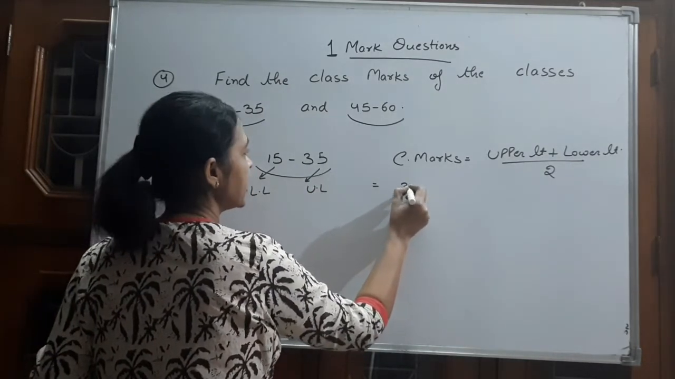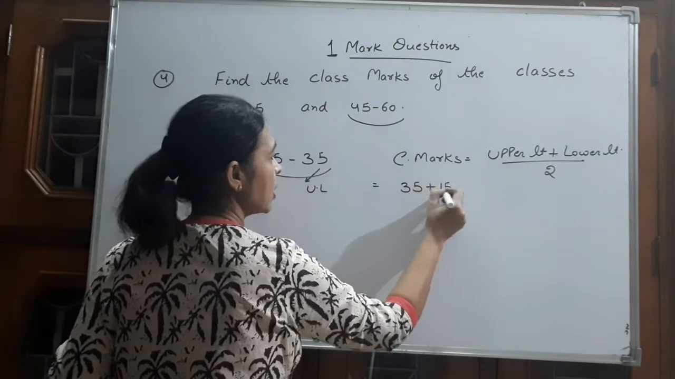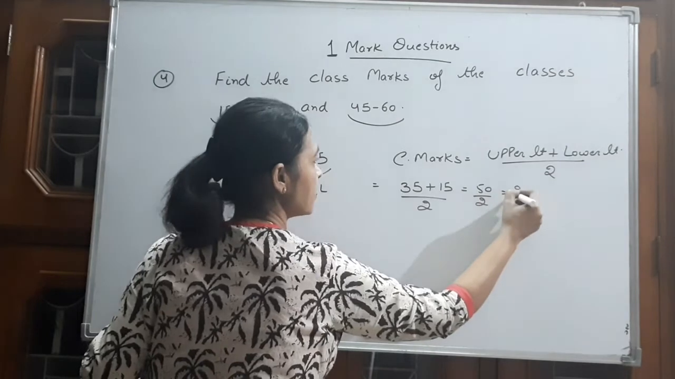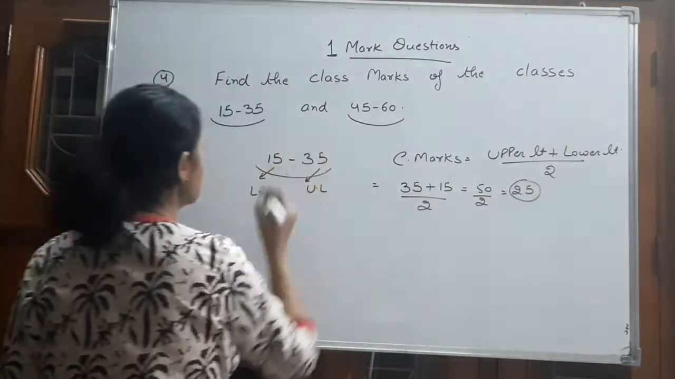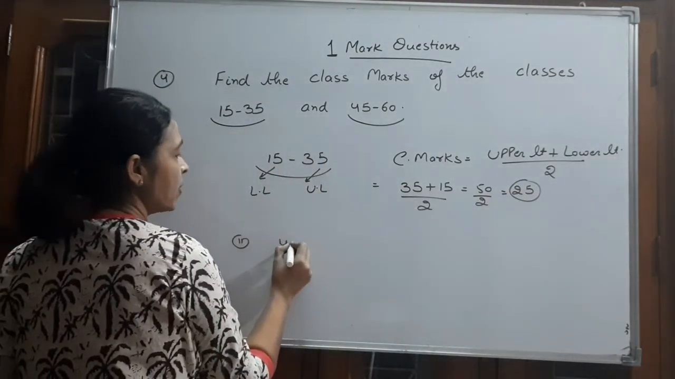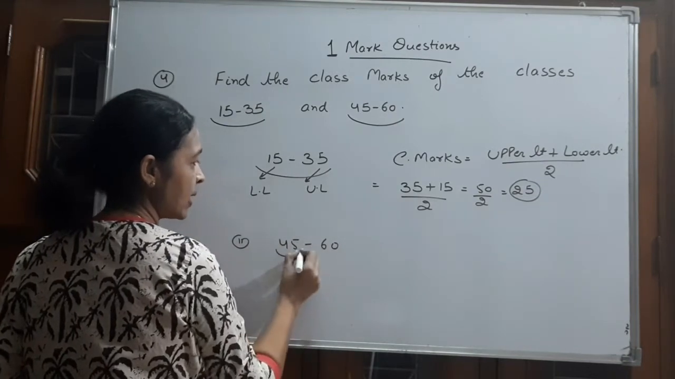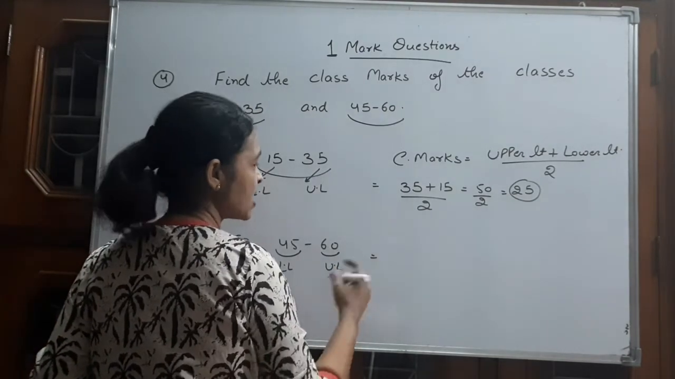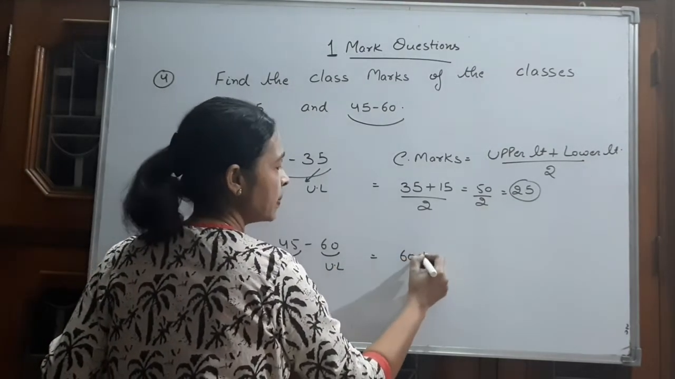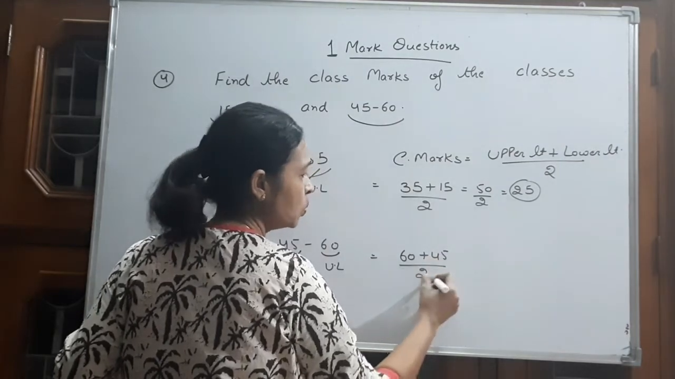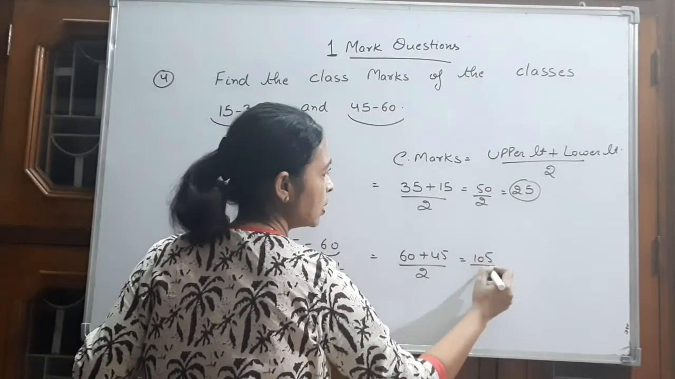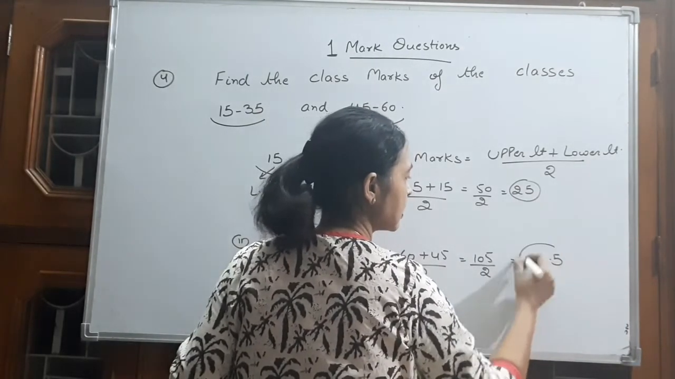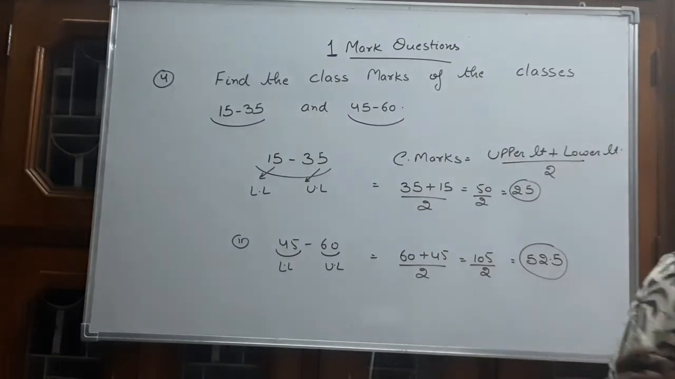Class mark will be (35 plus 15) upon 2. That is 50 by 2. 25 is the class mark for this interval. For the second, 45 to 60. Lower limit is 45, upper limit is 60, and the class mark will be upper limit plus lower limit upon 2. That is 105 upon 2. 52.5 is the class mark. Clear?